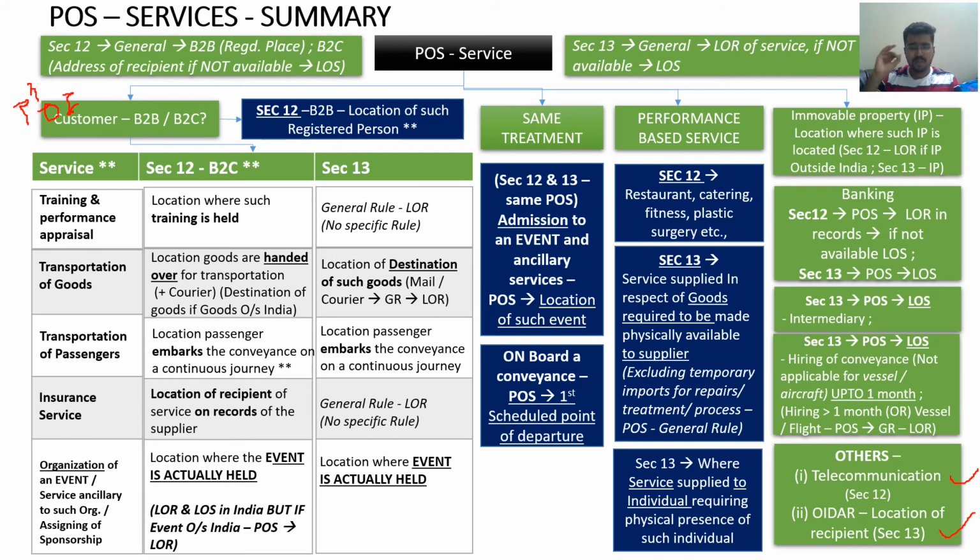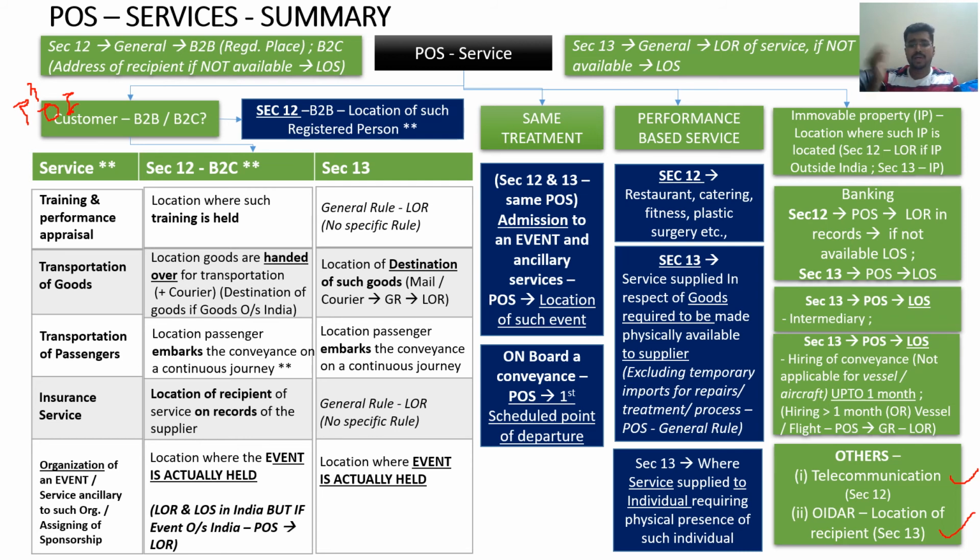Performance based services, so section 12 had a bunch of services like restaurant, catering. The caterers went to Kerala, Kerala will be the place of supply, even though they are from Chennai. And then you had the fitness and plastic surgery, cosmetic surgery. All these were performance-based services under section 12.